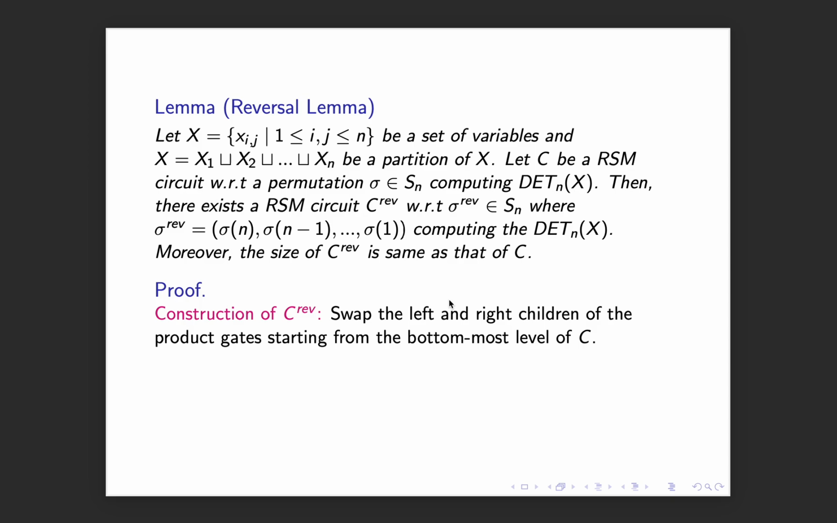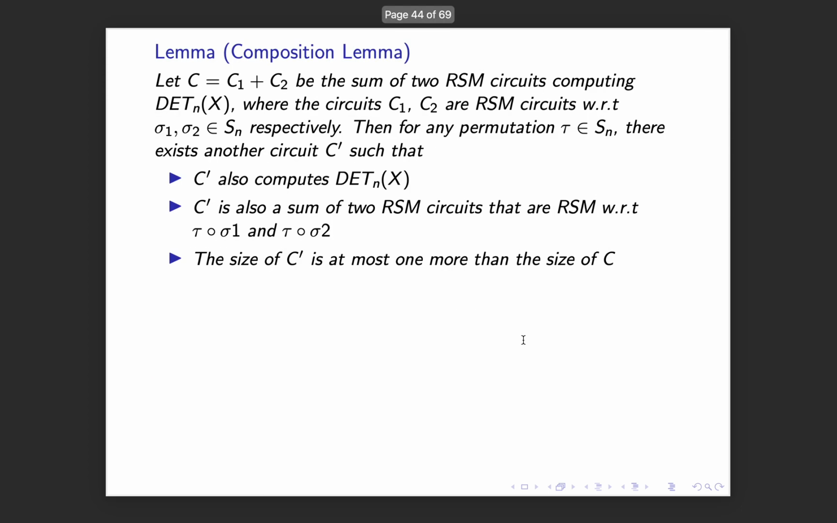So C rev is constructed as follows. We simply take C and, starting at the bottommost level of C, we swap the left and right child of each of the product gates. And the correctness is by a simple induction on the depth of C.